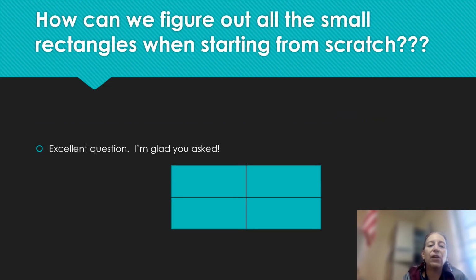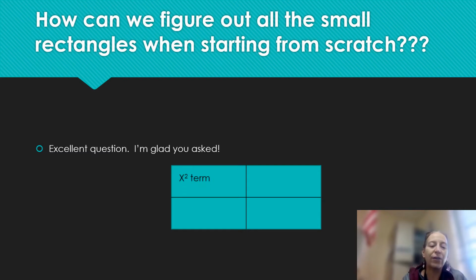So how can we figure out the small rectangles when starting from scratch? Excellent question. I am glad you asked. Okay. So how can you figure out those small ones? Now, the last homework problem, which I am going to delay going over, it's going to come up on a slide in a little bit, has to deal with that because you were just given the blank rectangles. You didn't have anything filled in. So I'm glad you asked. How can we fill them all out?